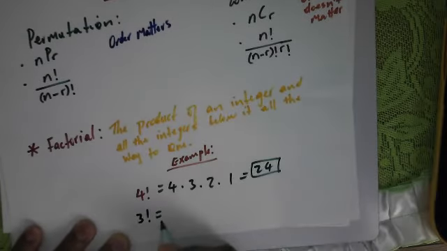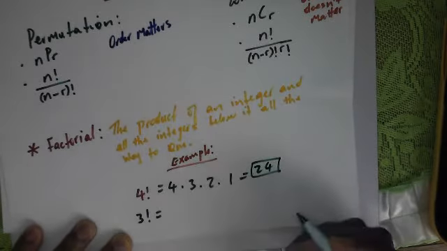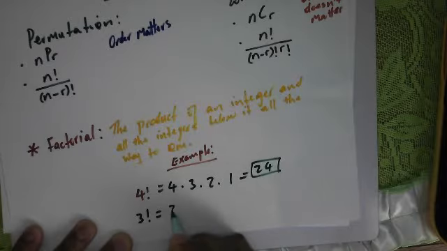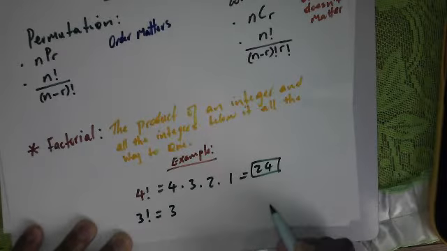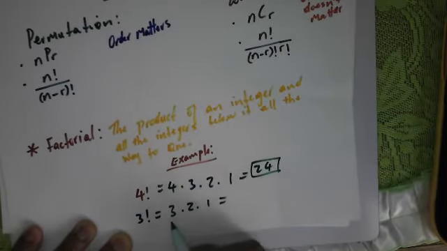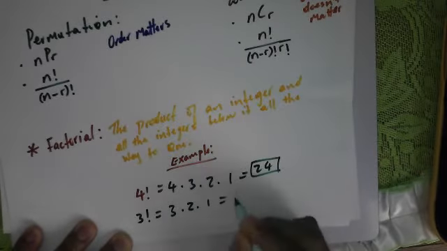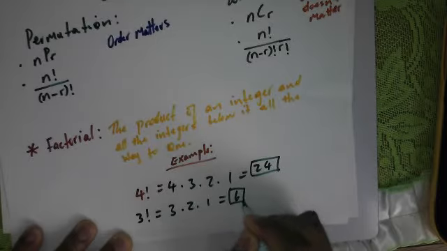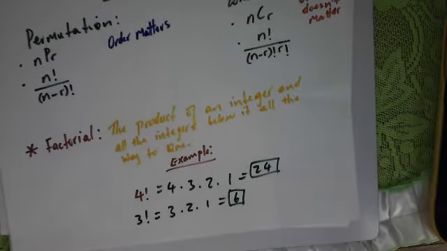Okay? 3 factorial, we're doing the same. We're counting backwards, but we're multiplying them. You always start at the number and count backwards. So it would be 3 times 2 times 1. So 3 times 2, that is 6, times 1, that is still 6. Okay? Alright, so that's what this factorial thing is about.